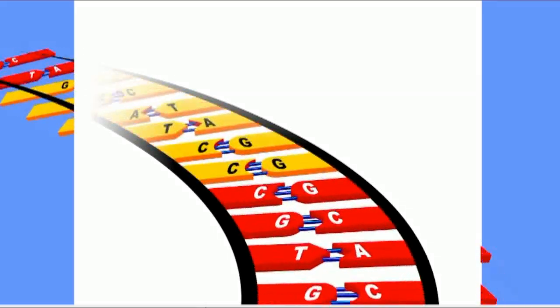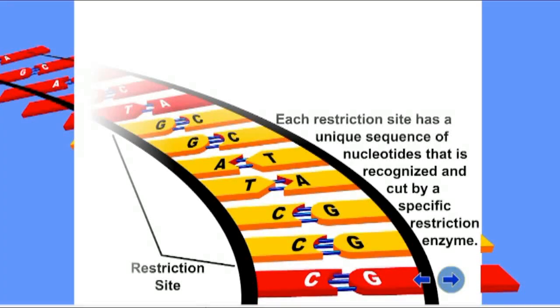On this restriction site, you can observe that each restriction site has a unique sequence of nucleotides. We know well that any nucleotide contains a nitrogen base, a pentose sugar, and a phosphate group. So here it represents a nucleotide. Each restriction site has a unique sequence of nucleotides that is recognized and cut by a specific restriction enzyme. So here you can clearly see this is the restriction site where the DNA is actually going to be cut.